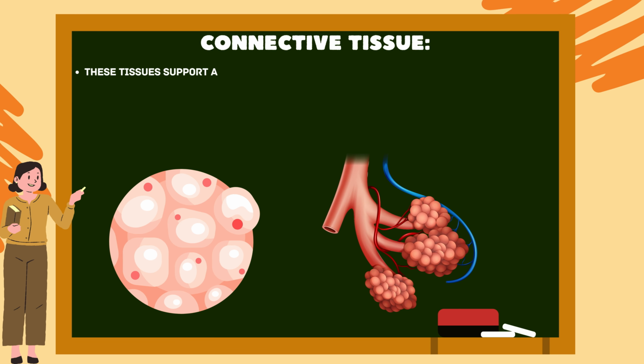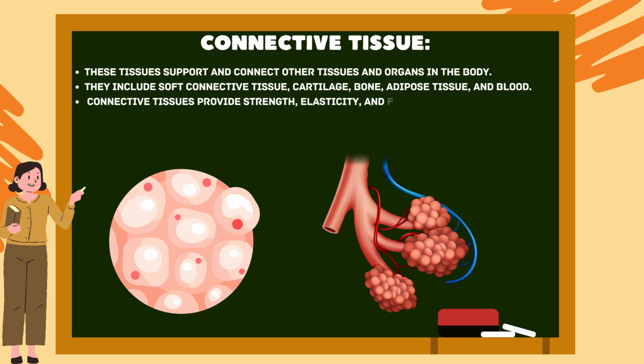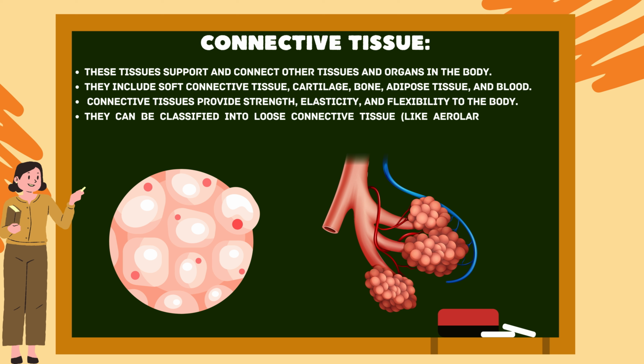Second is connective tissue. This tissue supports, connects, and binds other tissues. Types include areolar tissue, adipose tissue, cartilage, bone, and blood. Connective tissues provide strength and flexibility. They are classified into loose connective tissue, dense connective tissue, and specialized connective tissue.